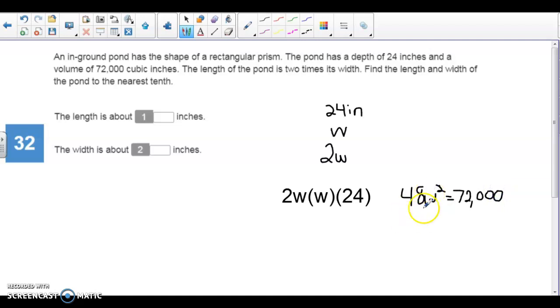Alright, so what do I have to do next? If I have this equation, the first thing I have to do is divide by 48. So if we go and divide both sides by 48, we would get W squared equals 1,500. And then all we would have left to do at that point is take the square root of both sides. Now if you take the square root of both sides, remember you're going to have the positive and the negative square root of 1,500.